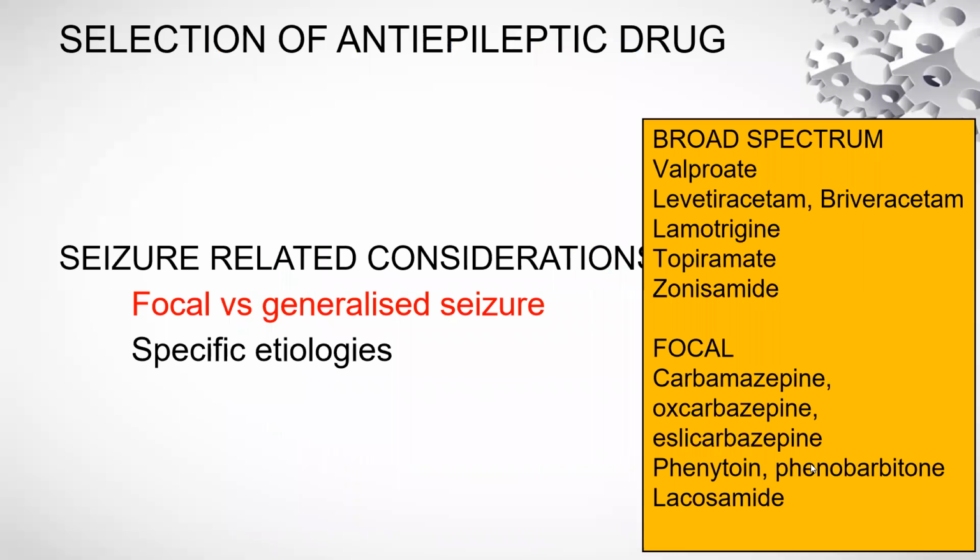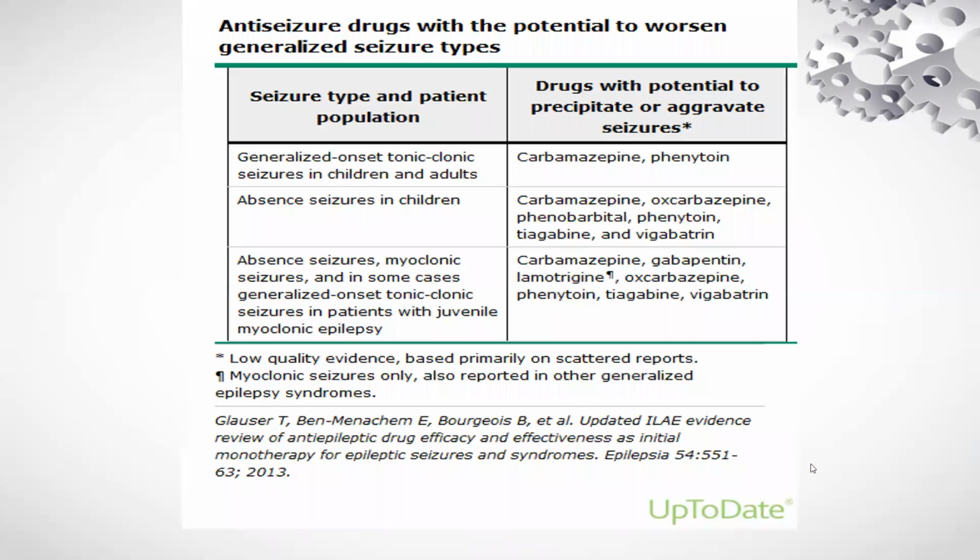Before specific etiology, this table shows that some anti-epileptic drugs can potentially worsen some types of generalized seizures. For example, generalized onset tonic-clonic seizures in both adults and children can be precipitated or aggravated by carbamazepine and phenytoin, while absence seizures in children can be precipitated by carbamazepine, oxcarbazepine, phenobarbital, and phenytoin.